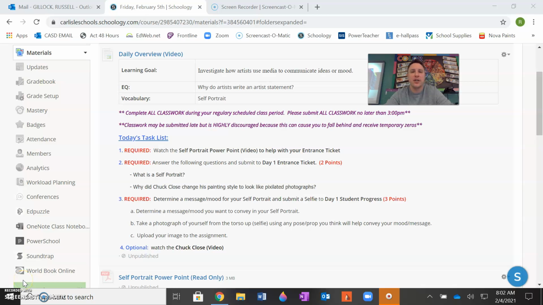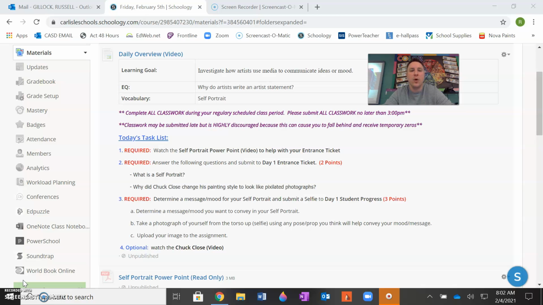We're going to discuss everything you need to complete today so you can get the full amount of points and also so that you know exactly how to complete them correctly. So first, let's go over your learning goal. We are going to investigate, or look at, how artists use media, the materials, to communicate their ideas or mood, because that's essentially what you're going to be doing.